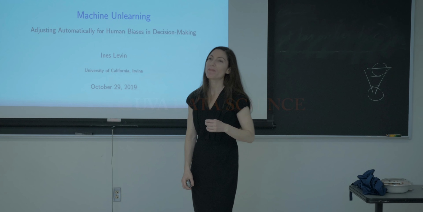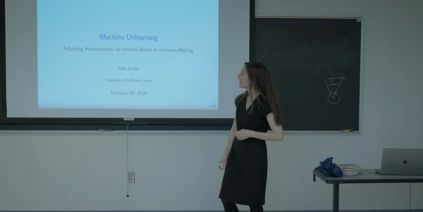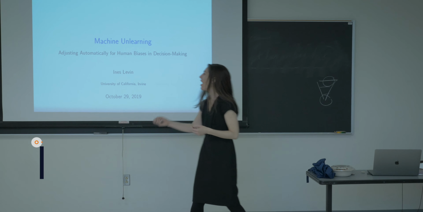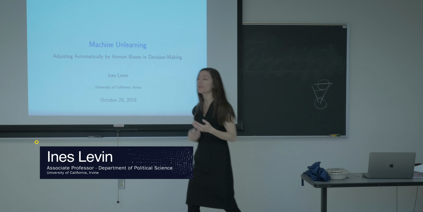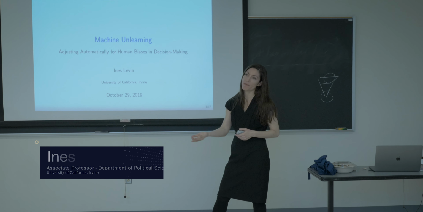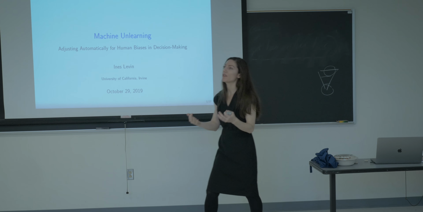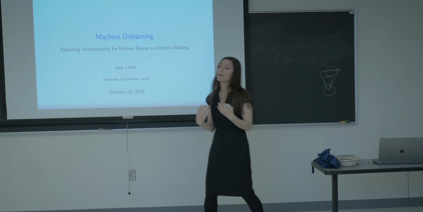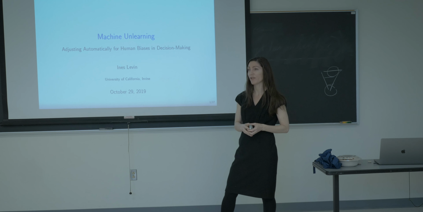Today I will be presenting a paper titled Machine Learning: Adjusting Automatically for Human Biases in Decision Making. So what this paper is about is risks associated with algorithmic decision making. That is, risks associated with using algorithms to facilitate decision making processes.